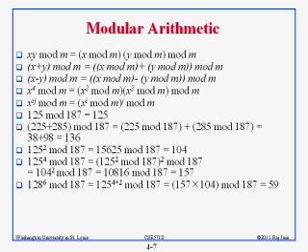We want to do 125 squared. We do the square, we find it is 15,625. We reduce it mod 187, we get 104. Right? We want to do 125 raised to 4.